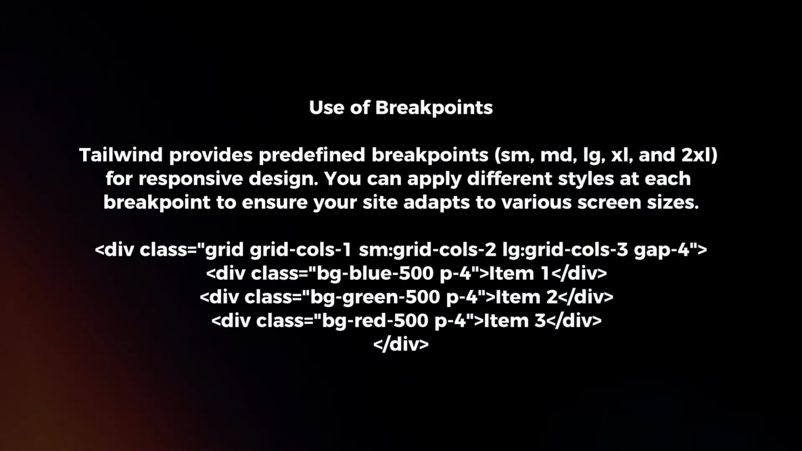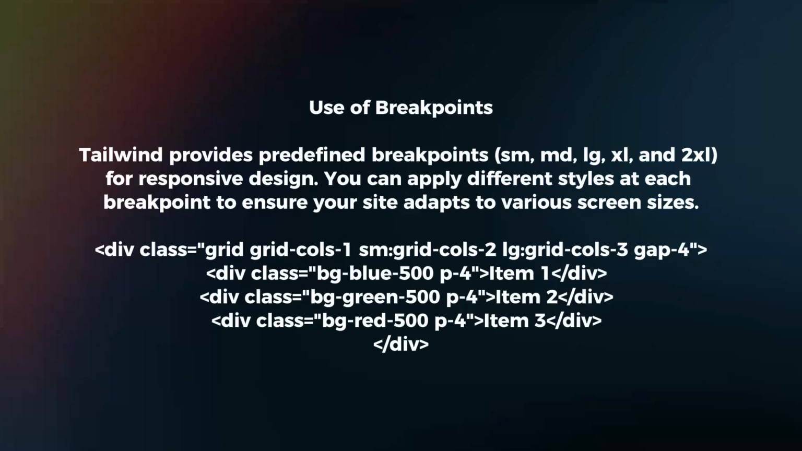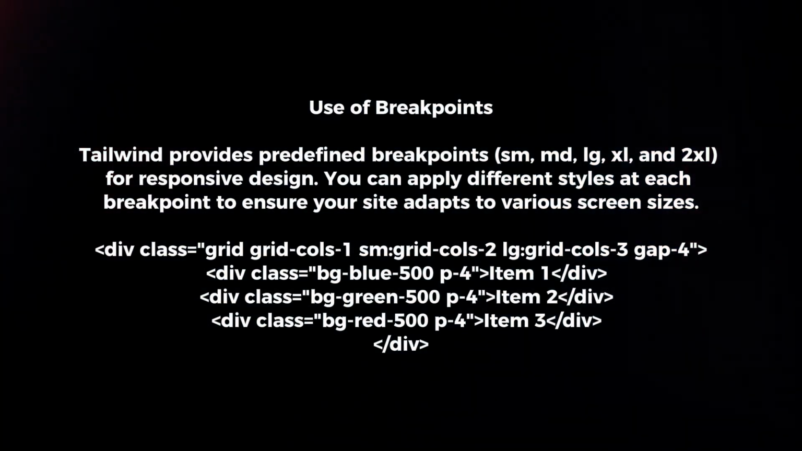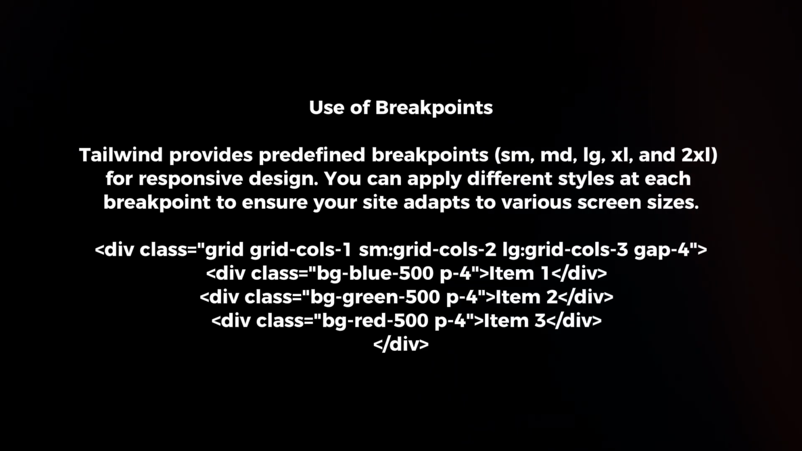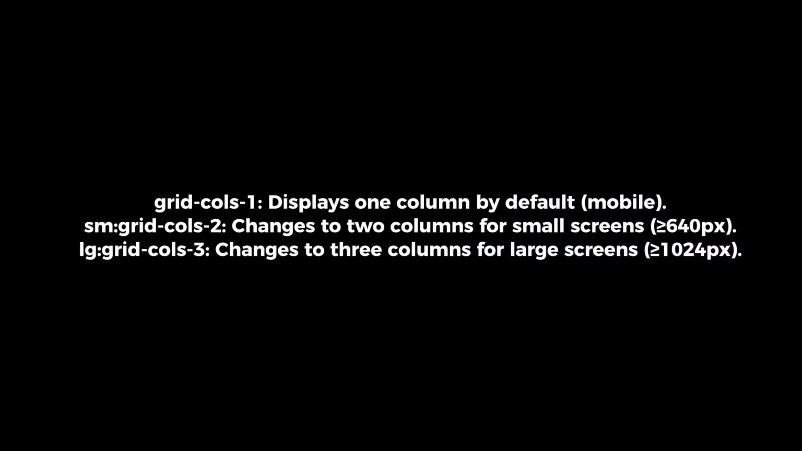Use of breakpoints. Tailwind provides predefined breakpoints for responsive design. You can apply different styles at each breakpoint to ensure your site adapts to various screen sizes. grid-cols-1: displays 1 column by default. sm:grid-cols-2: changes to 2 columns for small screens. lg:grid-cols-3: changes to 3 columns for large screens.